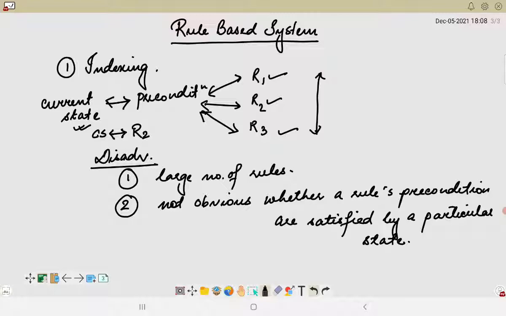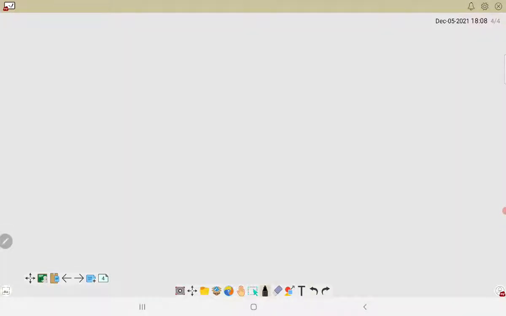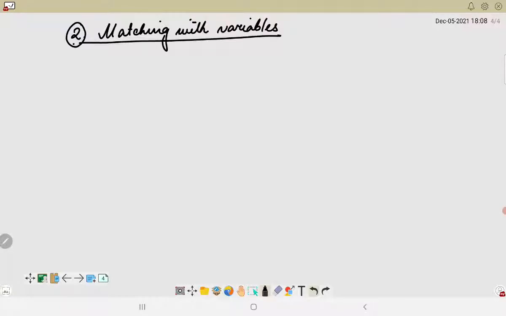Okay, so the next one is matching with variables. So the second step, or the second process, if we consider a rule based system, we have another step involved here, which is matching with variables. When we are talking about matching with variables, it is useful when preconditions are not stated as exact descriptions, but rather describe the properties that it must have.